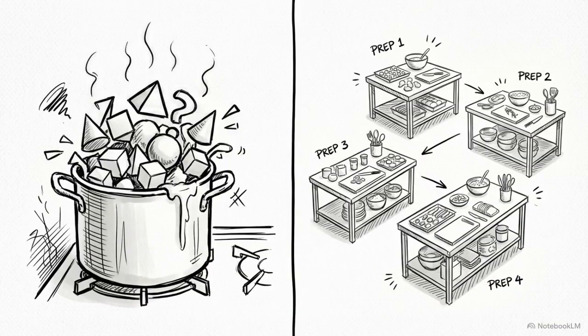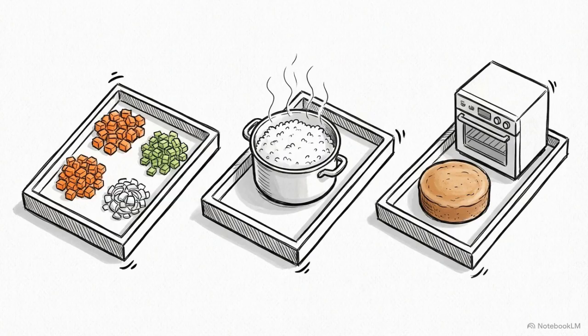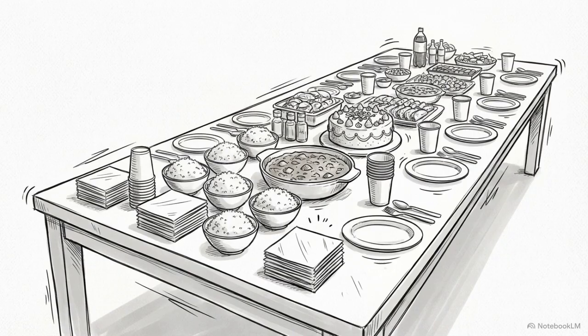To actually feed your guests, you have to separate the meal prep. You set up neat, isolated stations, one strictly for chopping vegetables, one for boiling rice, and a separate oven for baking the dessert. Each task is independent, but they all contribute to the final meal.